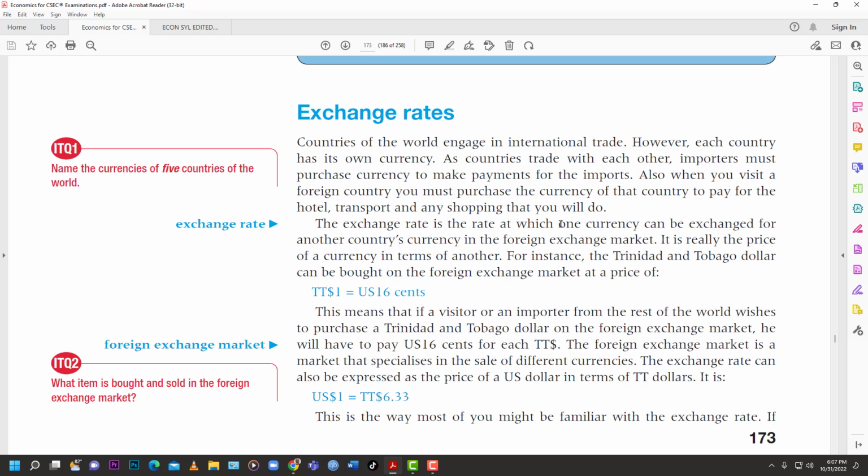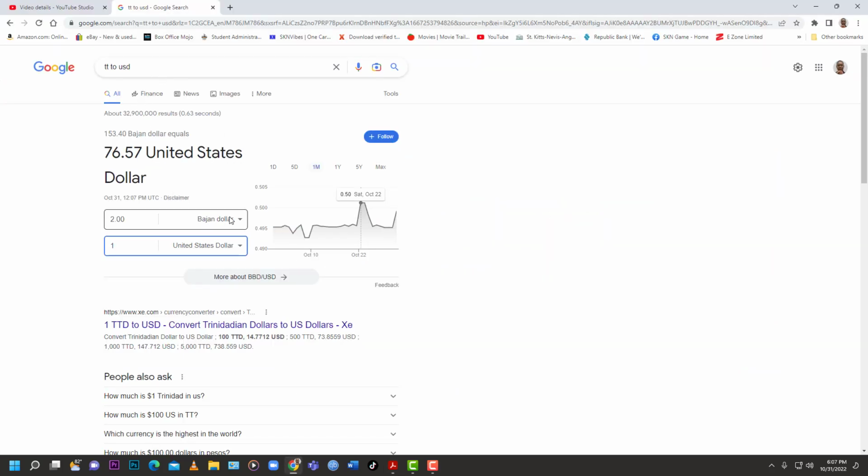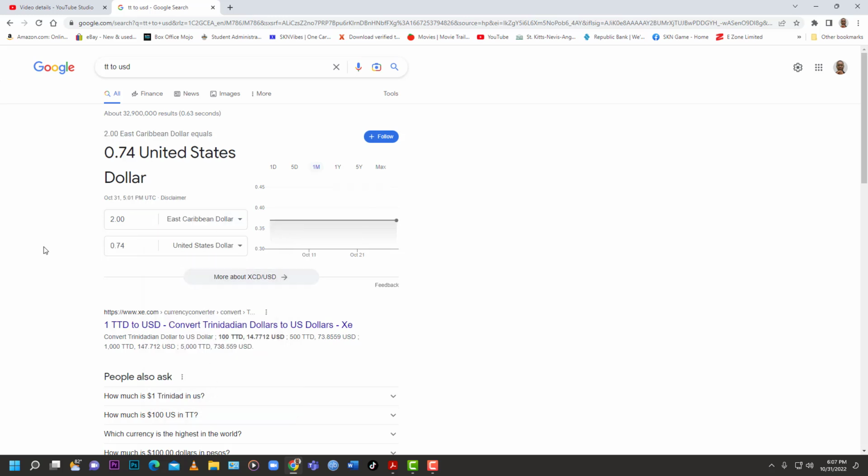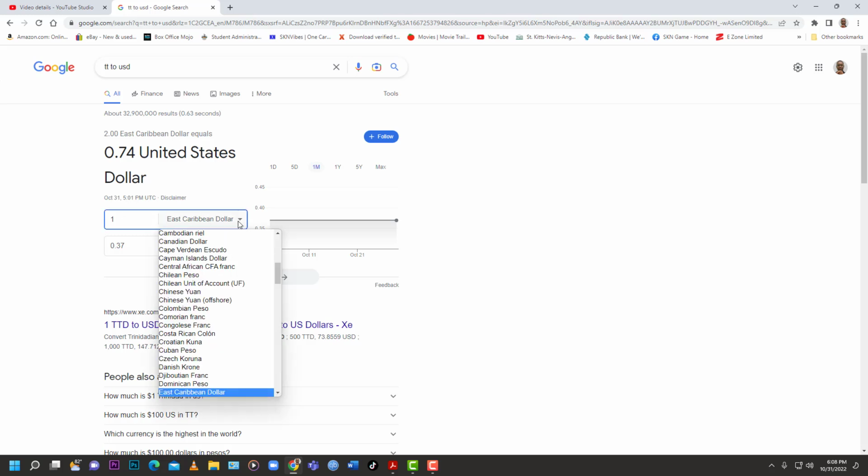And you can always flip it when you want to. You can either go from US to whatever the currency is, or from that currency to the US. So let's look at the EC dollar again, Eastern Caribbean dollar. If you have 1 EC dollar, that's only 37 cents US, if you want to put it from that perspective. 1 Eastern Caribbean dollar equates to 37 US cents. We look at the same for Jamaica.